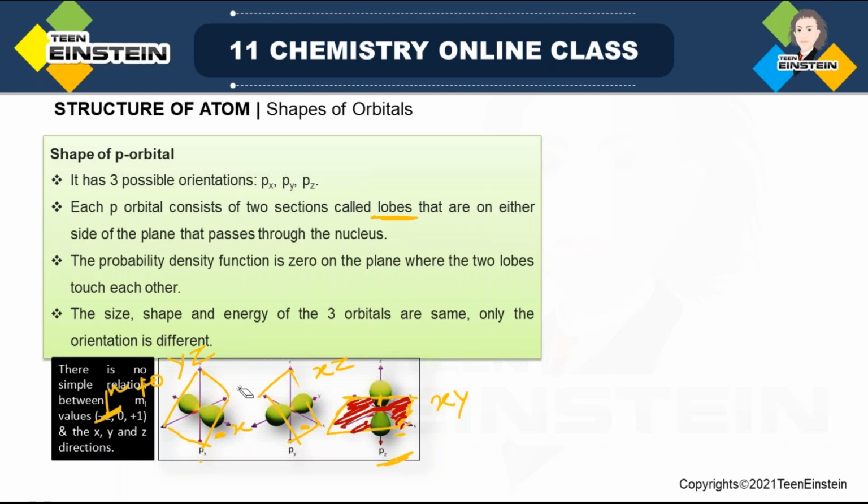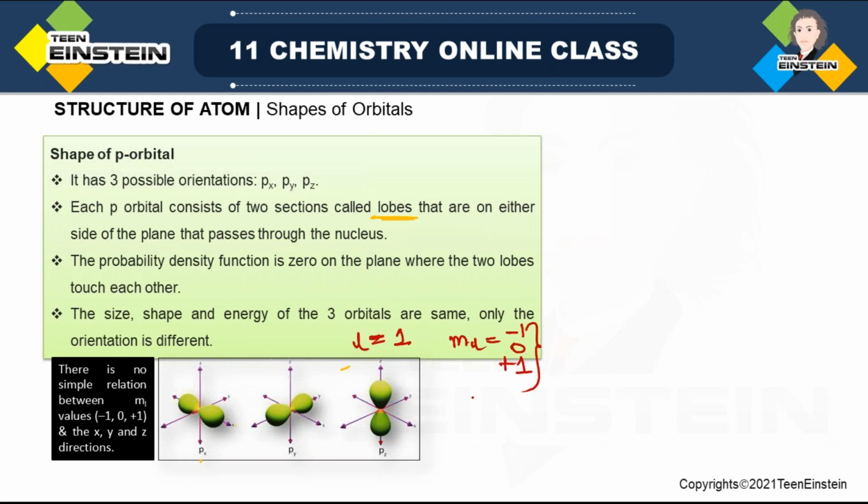Now one more piece of information, just keep it in mind. We know that the idea about the shape we get from the azimuthal quantum number l, right? In case of p, it is 1. When it is 1, the possible ml values are -1, 0 and +1. So that is why you have three different orientations, because ml values explain what the direction will be. Shapes are the same, whether it is px, py, pz, but the direction is different.